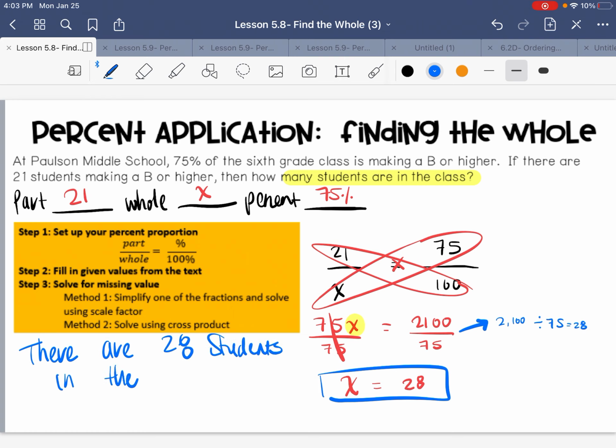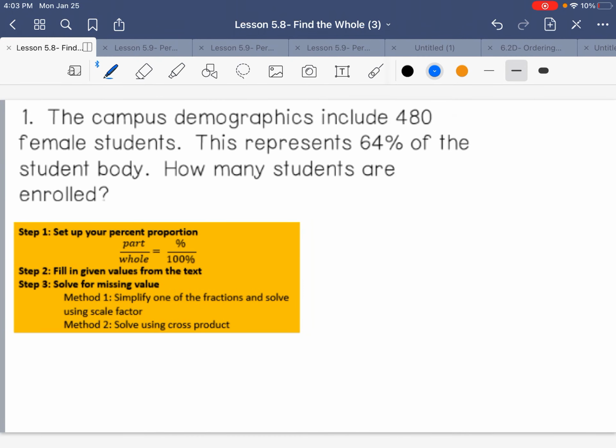in the class. Perfect. Now, let's take a look at another example problem, and then we're going to proceed to our practice problem that you will do on your own. So here I have, the campus demographics include 480 female students. So this is how many are girls. This represents 64% of the student body. So the females are 64% of the entire student body.